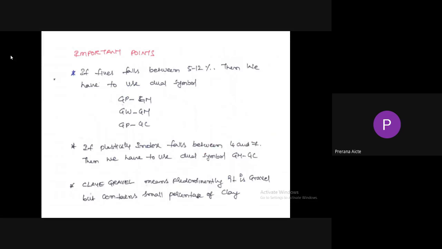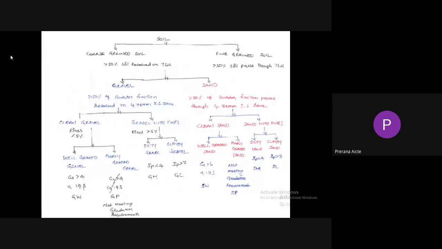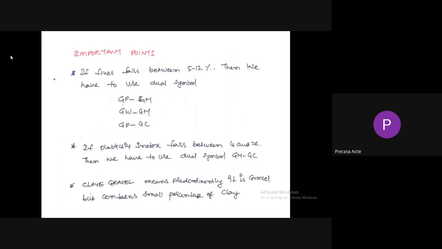Important points. If fines falls between 5 to 12%. Here I have written fines greater than 5%, but it is 12%. Please check it as 12%. So if fines falls between 5 to 12%, then we have to use the dual symbol. Then if plasticity index falls between 4 to 7, then we have to use the dual symbol GM and GC. Clayey gravel means predominantly it is a gravel but contains a small percentage of clay.